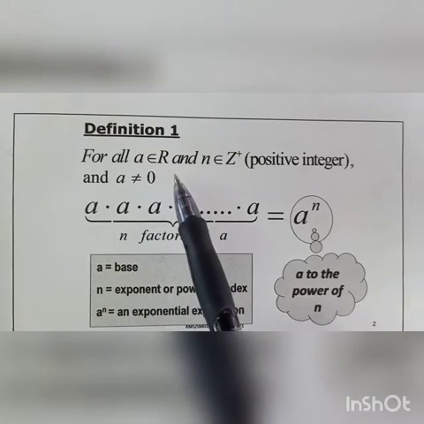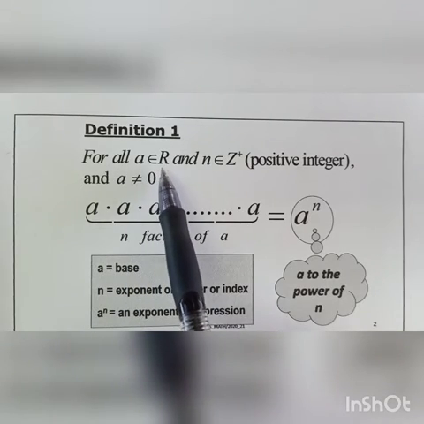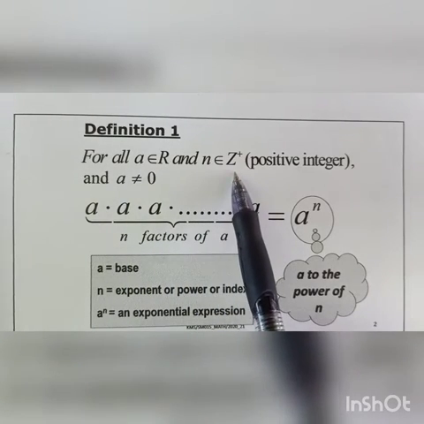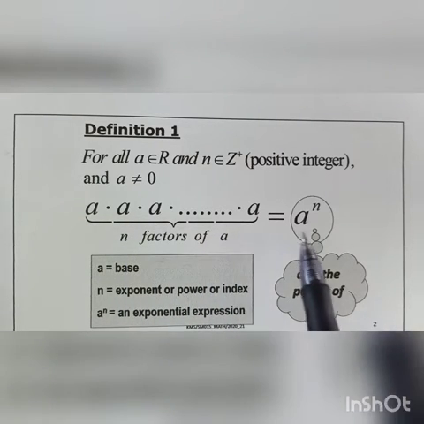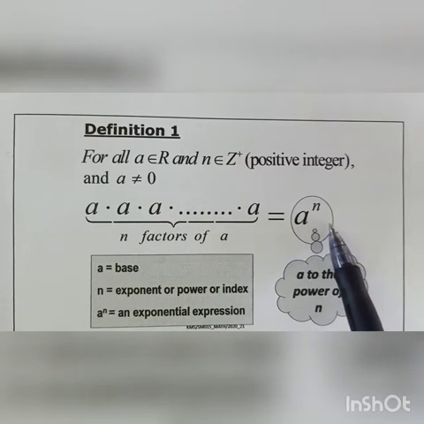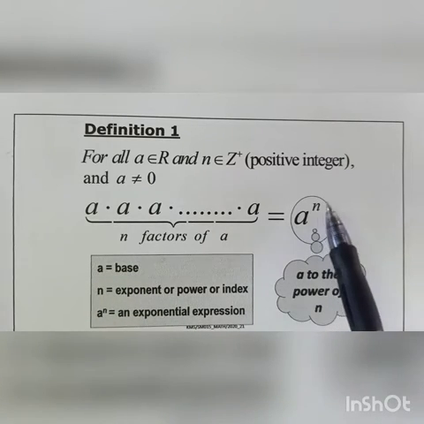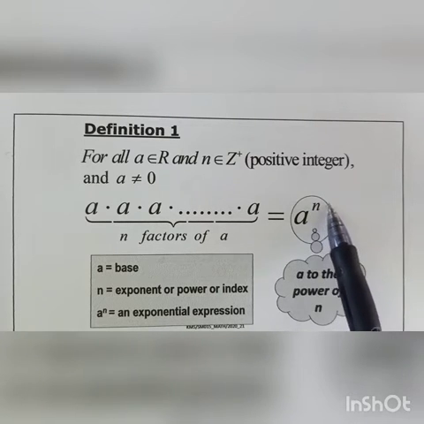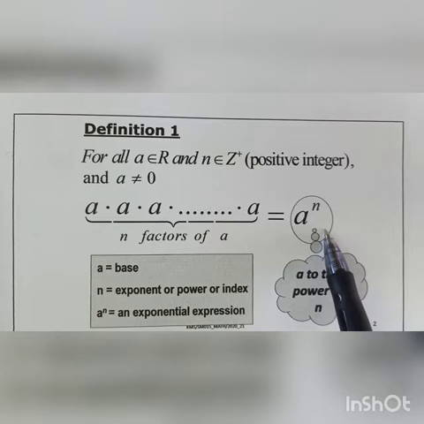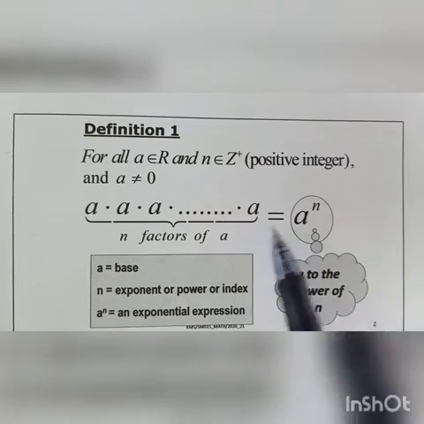First of all, you have to know the definition of indices. For all a element of R and n element of positive integer, a times a times a until n times is equal to a to the power of n, where a is the base, n is the exponent, power or index, and a power of n is an exponential expression. An exponent shows how many times a number is a factor.